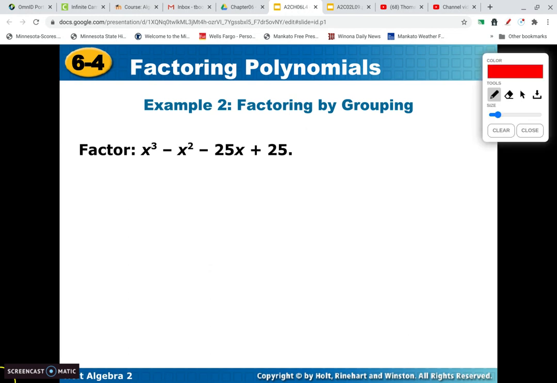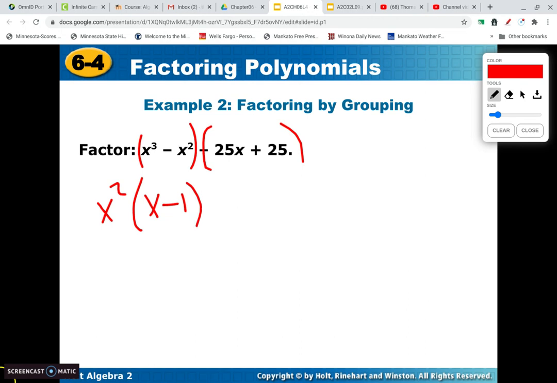We're going to introduce a new one today. It's called factor by grouping. And what you're going to do, if you have 4 terms, is group the first 2 together and the second 2 together. If we group the first 2 together, you notice we can take an x squared out of those. And we're left with x minus 1.